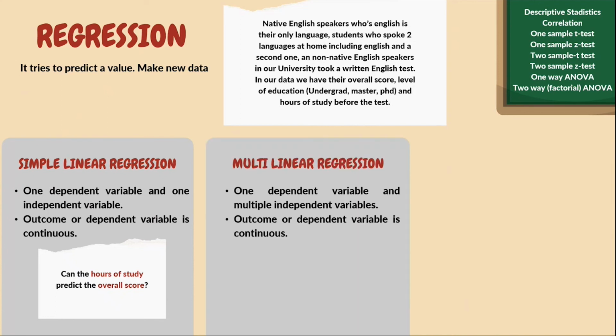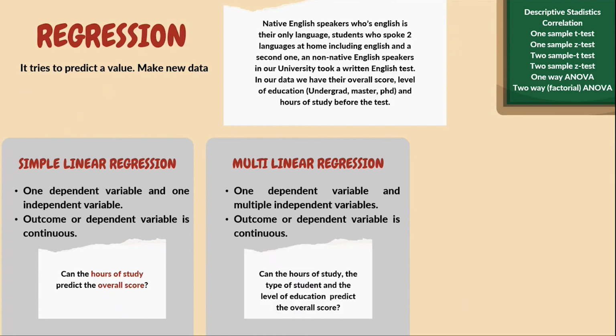Multilinear regression. We have one dependent variable and more than 2 independent variables. And again, the outcome or the dependent variable that we are trying to predict is continuous, a number. Can the hours of study, the type of student, and the level of education predict the overall score? The dependent variable that we are trying to predict is the overall score, a continuous variable, a number, and we are using 3 variables: the hours of study, a continuous variable, the type of student, a categorical variable, and the level of education, a categorical variable as well.